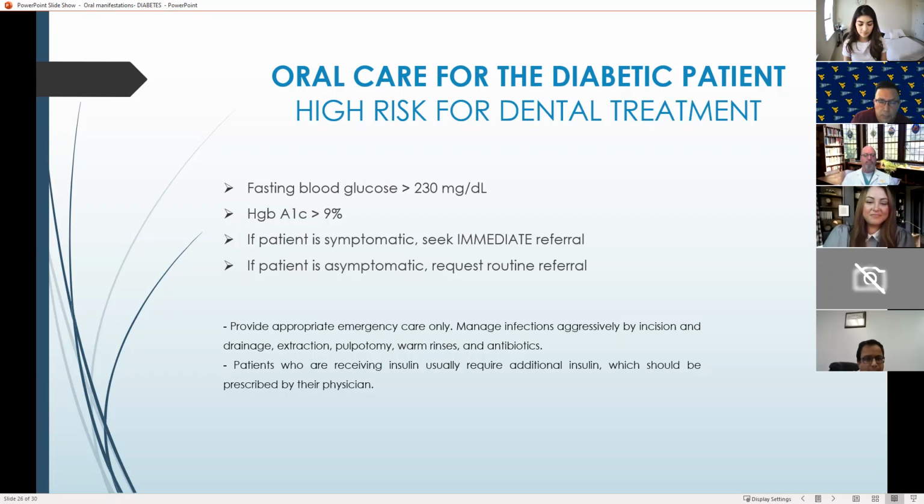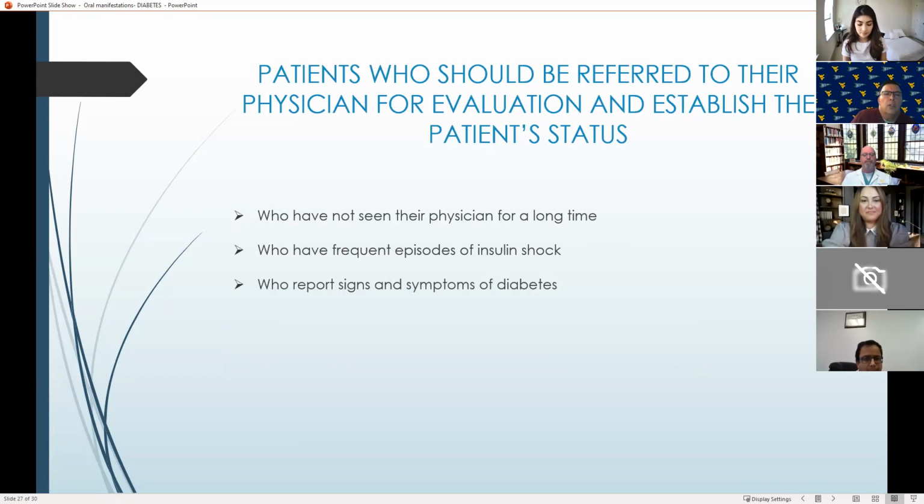Next. Patients who should be referred to their physician for evaluation and to establish the patient status are those who have not seen their physician for a long time, patients who have frequent episodes of insulin shock, and patients who report signs and symptoms of diabetes. Next.